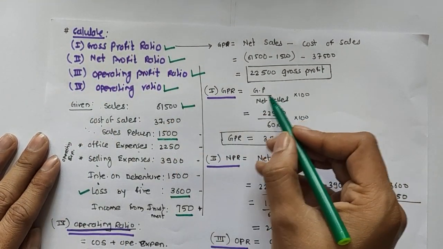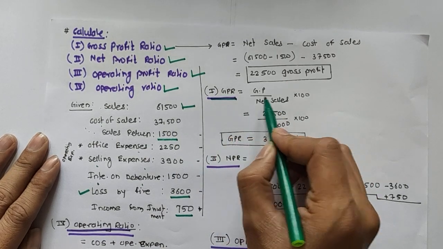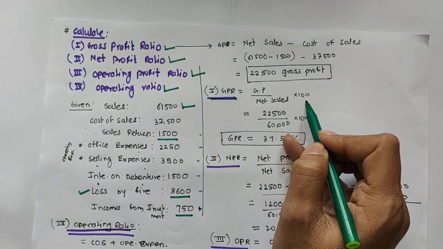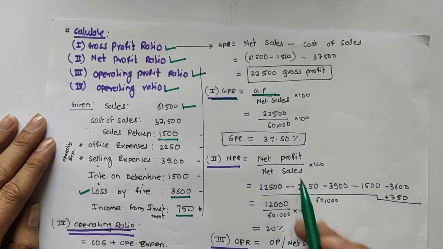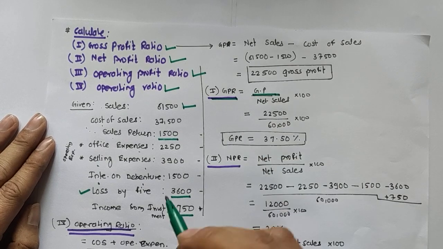Okay friends, see, very first we have to calculate the gross profit ratio. What is a gross profit ratio? Gross profit ratio is nothing but your gross profit divided by net sales into 100. In the very first example we have studied this formula, easy to remember, but we need to find very first what is the gross profit.